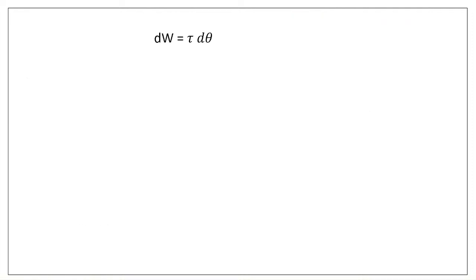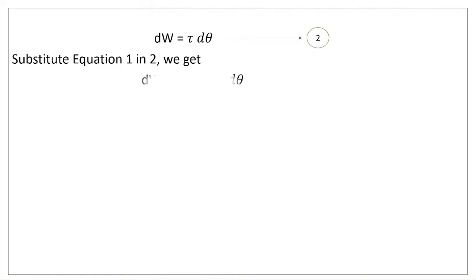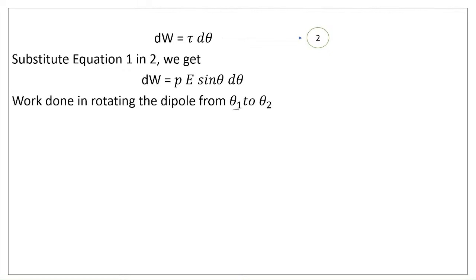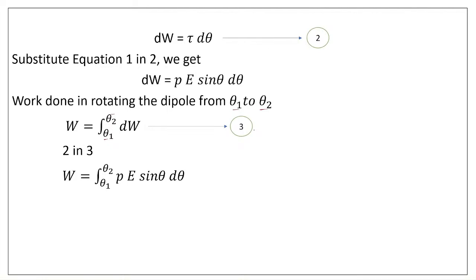dW is equal to τ d theta. Mark as equation number 2. Substitute equation 1 in 2, we get dW is equal to PE sin theta d theta. Work done in rotating the dipole from theta 1 to theta 2, W is equal to integration theta 1 to theta 2 dW. Mark as equation 3. Now substitute equation 2 in 3, we get W is equal to integration theta 1 to theta 2 PE sin theta d theta.